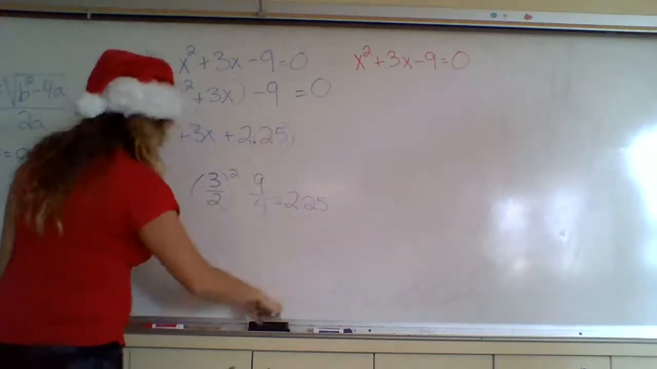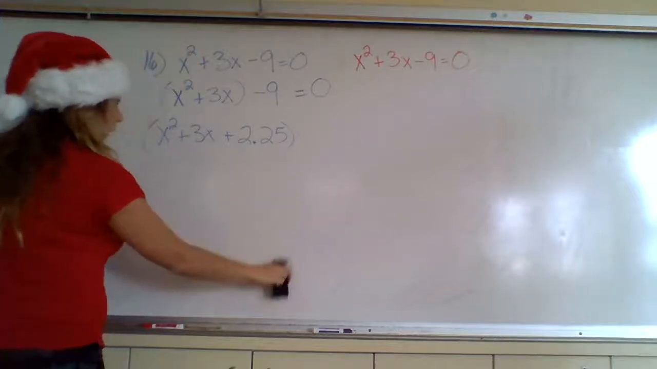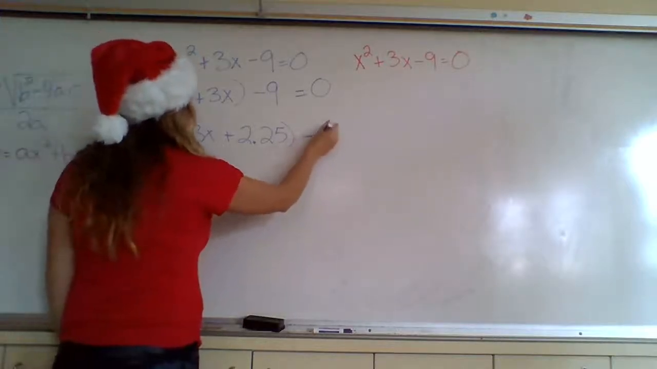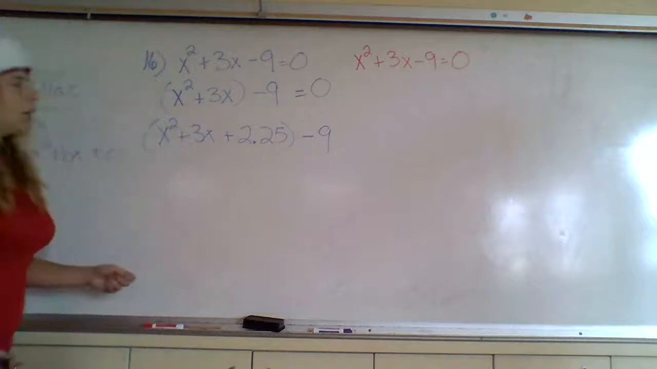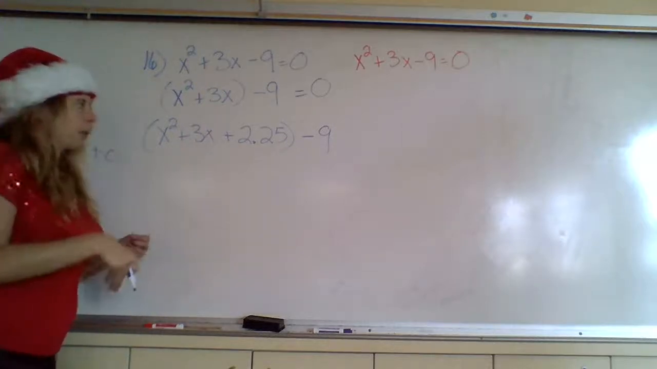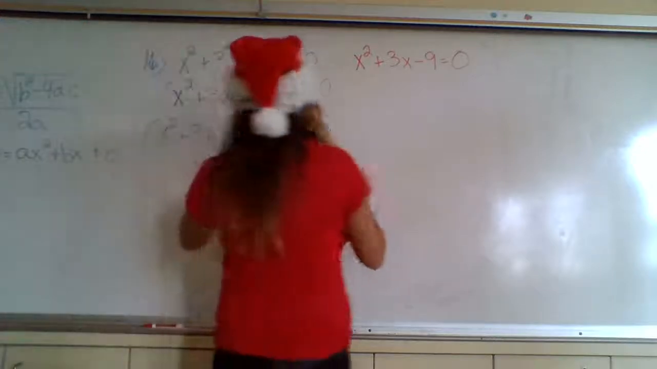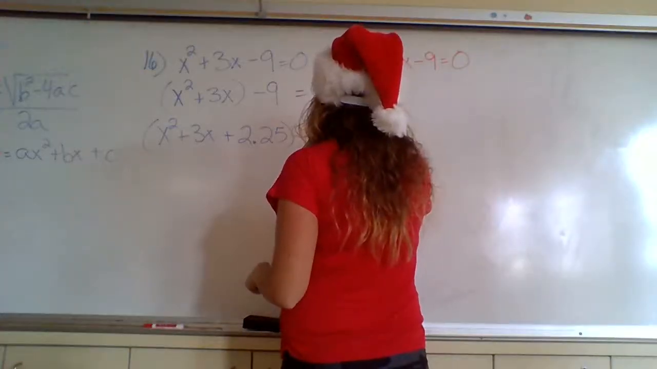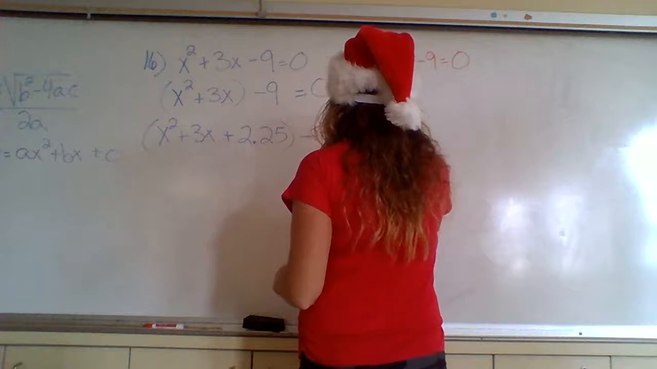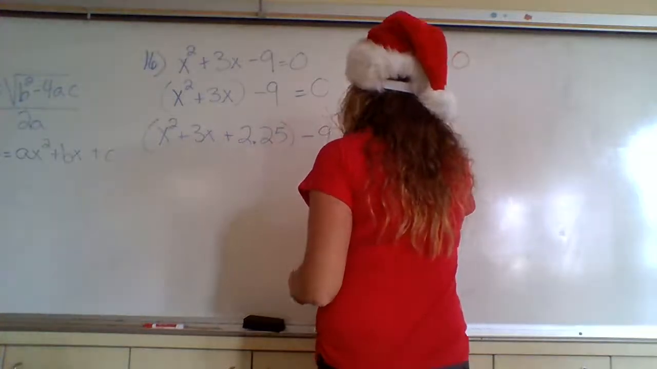Okay. So then, doing it this way, you have this negative 9 on the outside. So remember, you can't just throw things into your equation. So we added on 2.25, so we have to subtract it out. Uh-oh, I'm going to run into my other one. Oh well. Okay, and that's still equal to 0.